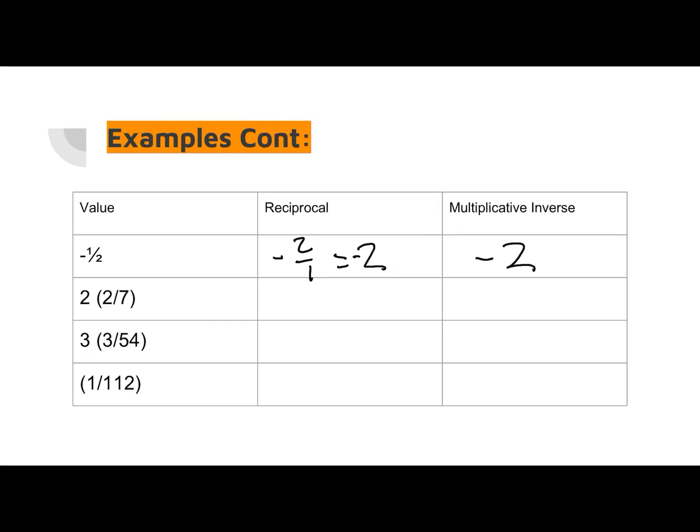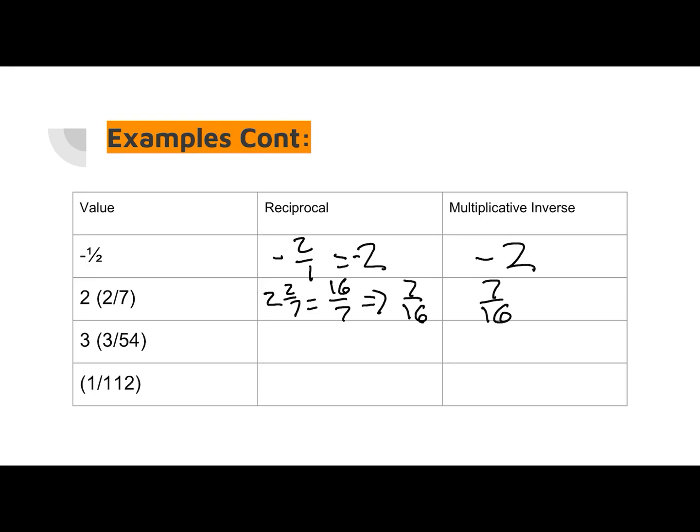All right, now let's find the reciprocal of 2 2/7. Well, first off, let's rewrite that. So 2 2/7 would be equal to 16/7. So that implies that our reciprocal is going to be 7/16. Or we can write the multiplicative inverse as 7/16.